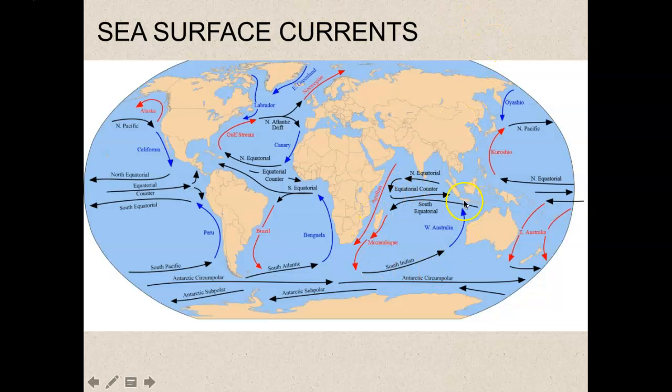These circular motions of water are called the gyres, like the South Atlantic Gyre and the North Atlantic Gyre, and these are set into motion by different directions that the wind blows, and then also by the Coriolis effect.